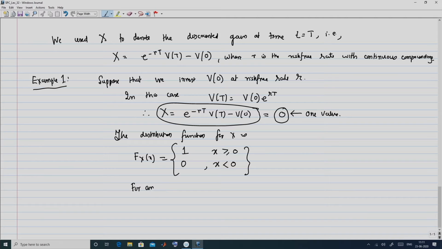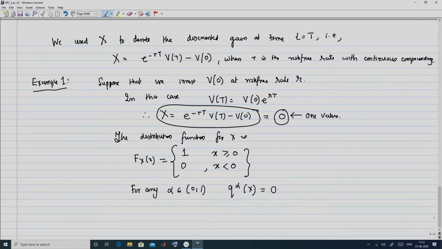Okay, now that you have the cumulative distribution function, obviously then you can calculate your quantile. So, for any alpha belonging to (0, 1), what is going to be your upper quantile? Your q alpha of X is going to be equal to 0. All right. Because you need to consider the situation where your alpha is less than F_X of x, and the smallest value for that is going to be 0. So, your upper quantile is 0. So, from the distribution function you have got the upper quantile, and immediately the value at risk turns out to be equal to minus the upper quantile of X, and that is going to be equal to 0.